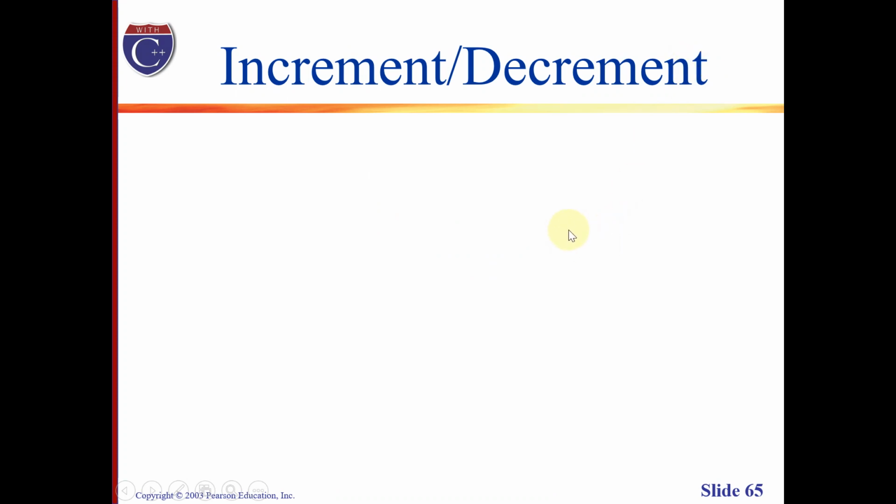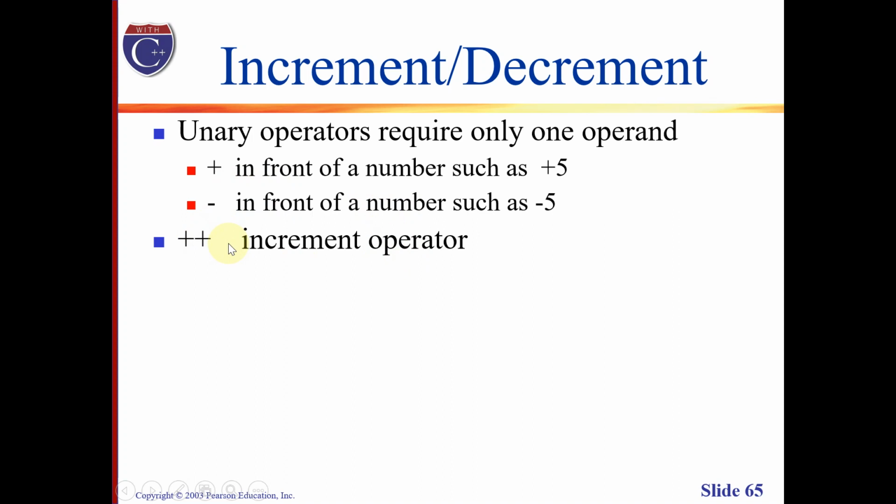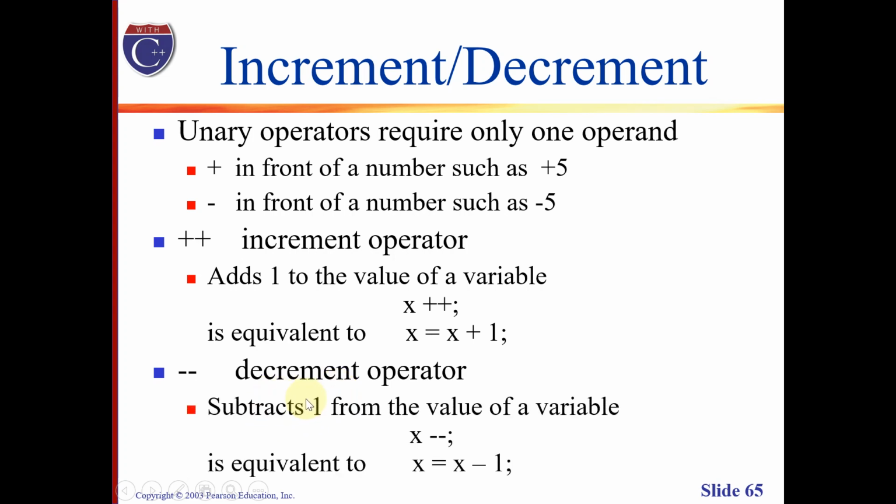When we are dealing with loops, it is also important that we understand the concept of the increment and decrement. In this case, we are using unary operators which require only one operand. For instance, we have the following. We have the increment operator, which adds 1 to the value of a variable. For instance, if we are going to do this, this is actually equivalent to this expression, which also adds 1 to the variable x. Same also with the decrement operator, only that we are performing subtraction.